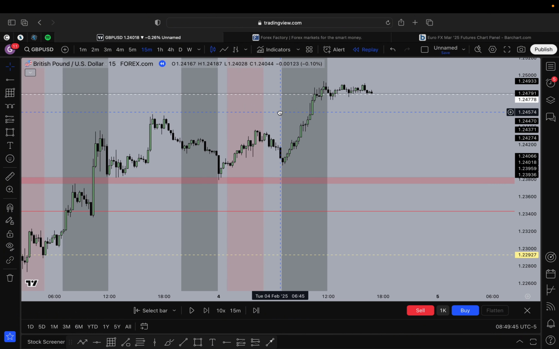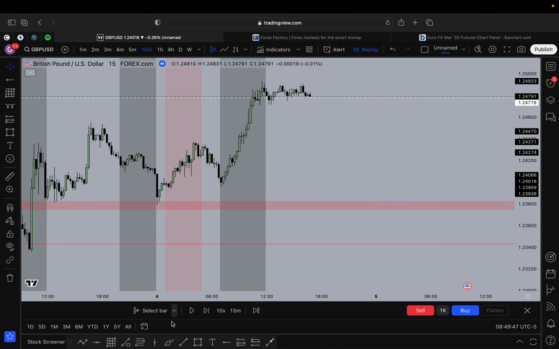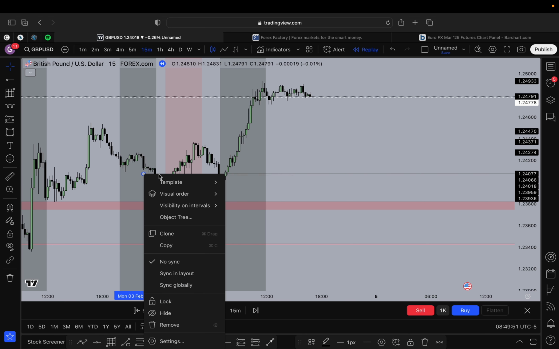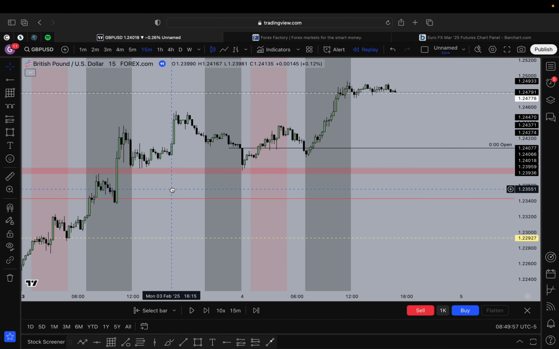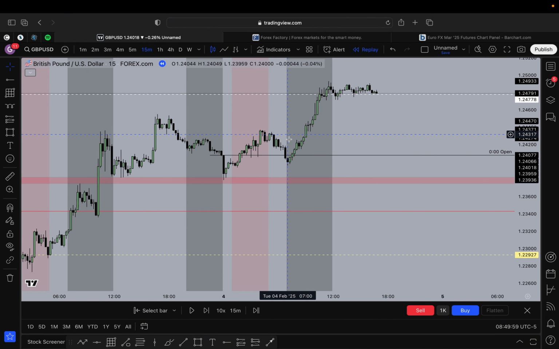The same on the pound, because whatever happens on the euro happens on the pound. Although one might be stronger than the other, it's basically the same. Open, shot down to the inefficiency, the internal range liquidity. And London was a characteristic of London. It makes the low of the day.